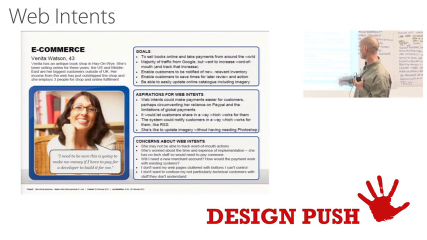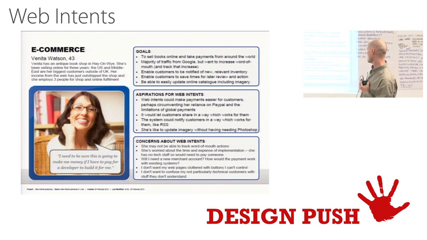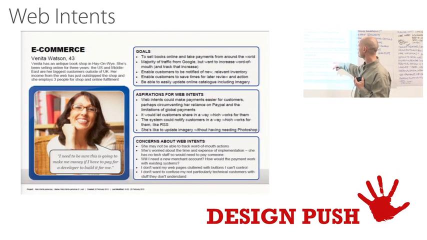She doesn't want to use Photoshop, which the previous persona said. She's worried that she may not be able to track these word-of-mouth actions. I guess this is Marion before. She's worried about time and expense of implementation. So again, the previous persona had that.